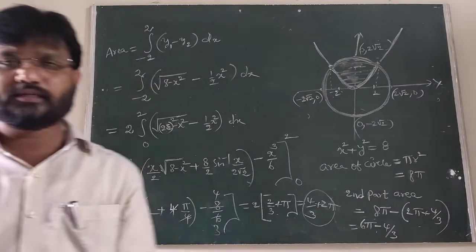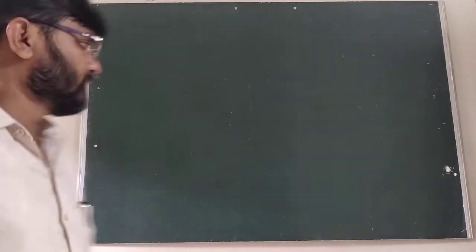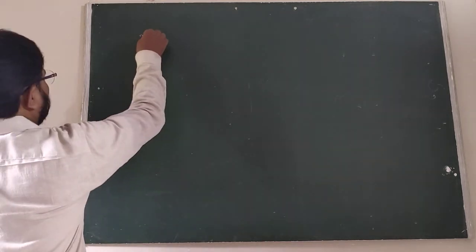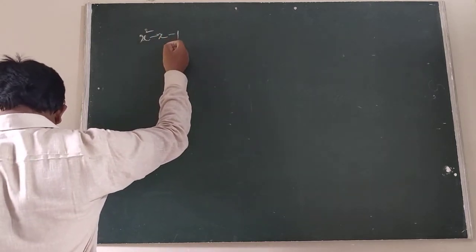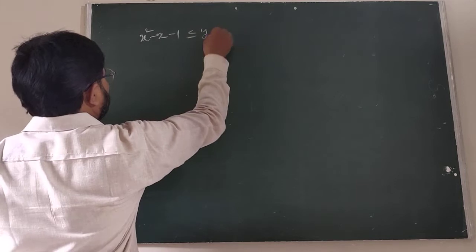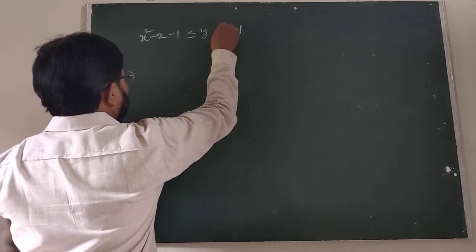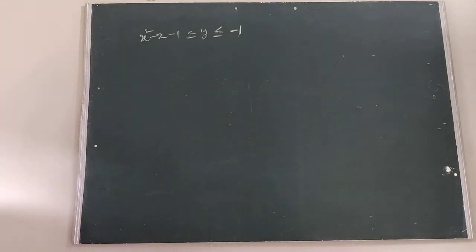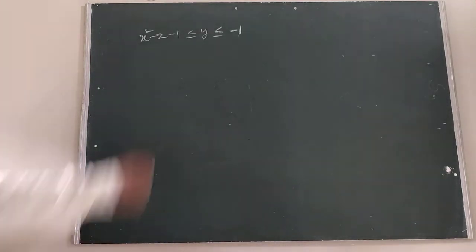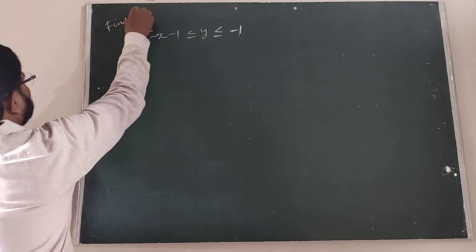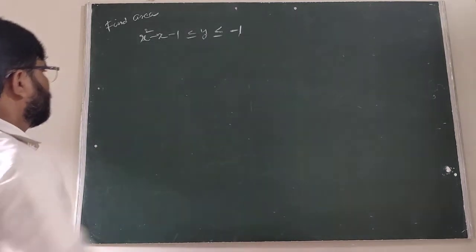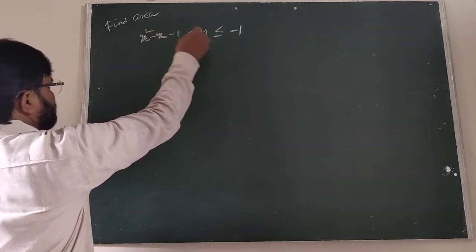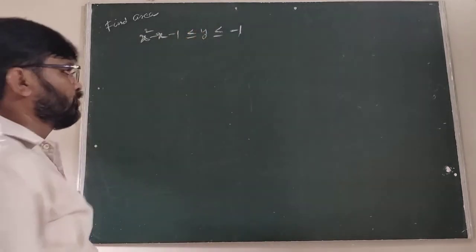Dear students, let us now start the second one. Find the area of the region enclosed by x square minus x minus 1 less than or equal to y less than or equal to minus 1.